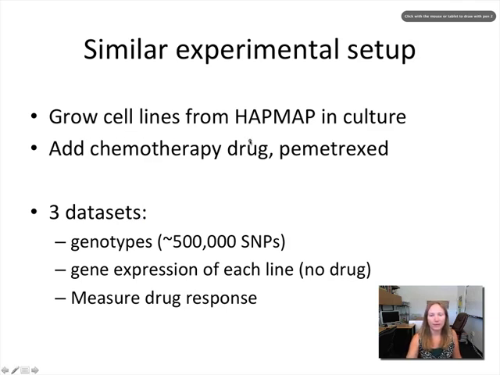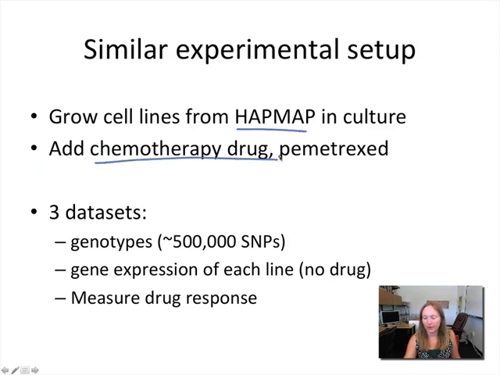They grew cell lines from HapMap in culture. They added this particular chemotherapy drug, which I have trouble saying, so I will just circle, and collected 3 different data sets: genotypes, gene expression of each of the cell lines without the drug, and some measurement of the drug response. So they know exactly which cell lines are responsive to the drug and which ones aren't.